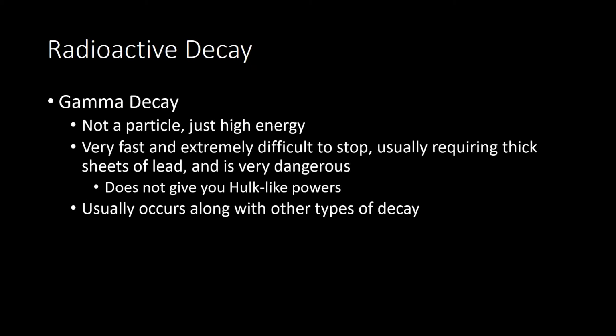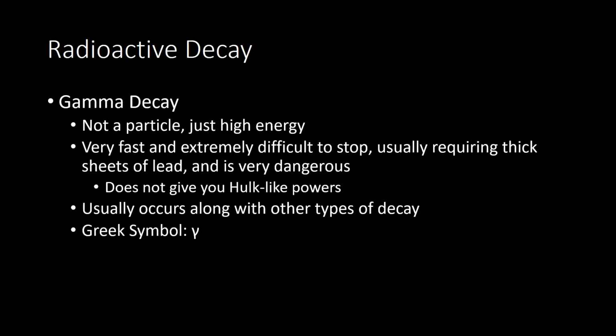The final is gamma decay. This is not a particle, it's just very high energy, and so this makes it the most dangerous type of radioactive decay. It is very fast and extremely difficult to stop. It usually requires very thick sheets of lead in order to stop it. Unfortunately, it does not give you Hulk-like powers when you get struck with it. It can end up potentially causing a lot of damage. It usually occurs along with other types of decay, not normally by itself.